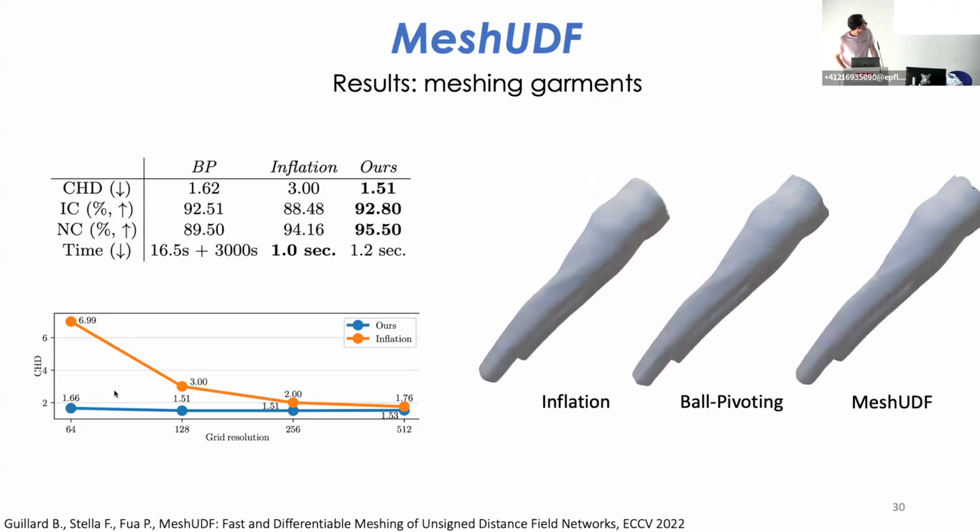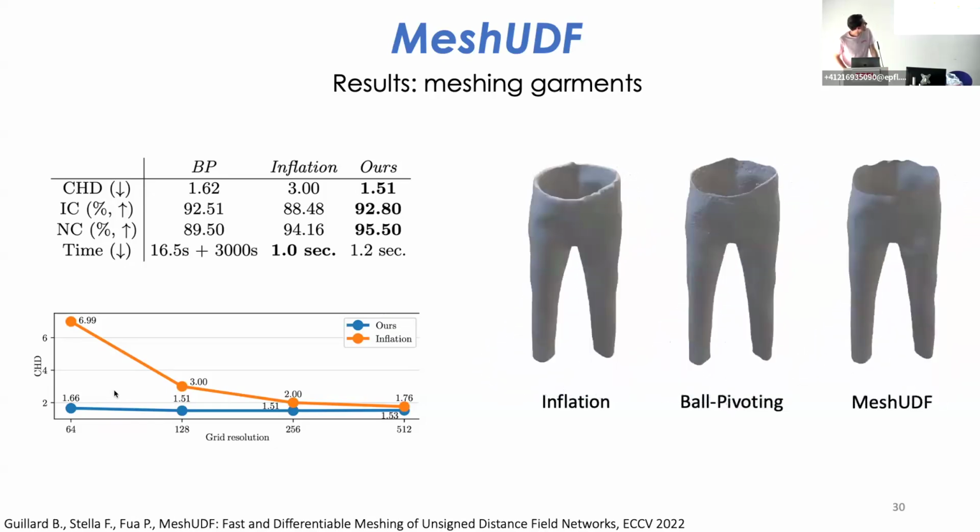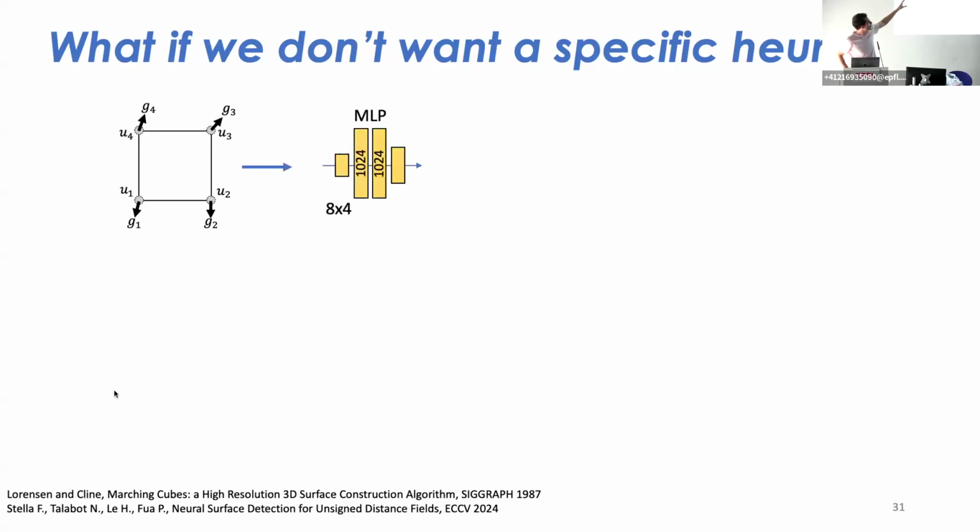So again, this is very good for garments, but it's not good for every kind of shape. So this has a very garment-specific heuristic. So this is another work that we did. How can we generalize this heuristic to be good for as many shapes as possible? And surprise, neural networks. So what if you use a neural network to define the heuristic that we need? So in this case, we define the problem as follows. We have our cell for marching cubes with the UDF values and the gradients that we computed. And we use a neural network to compute the pseudosigns.